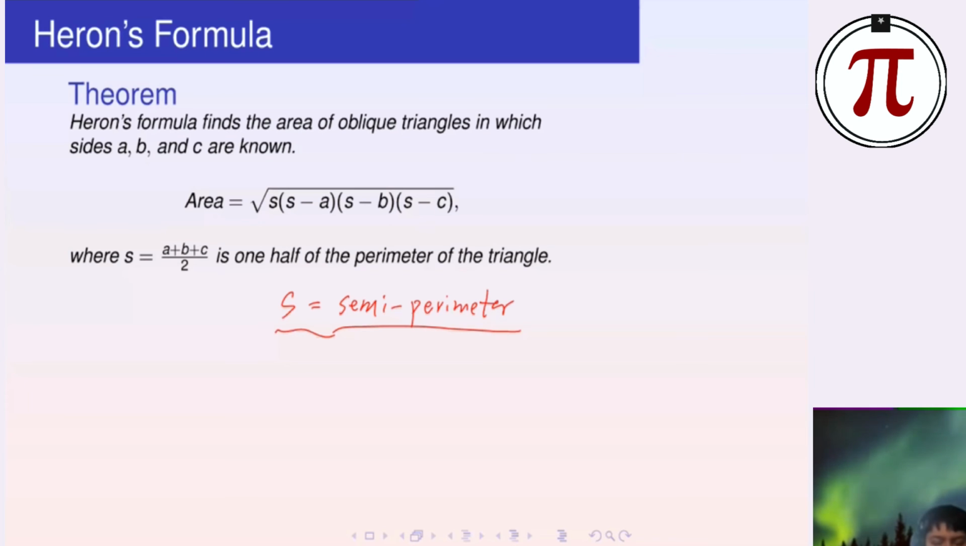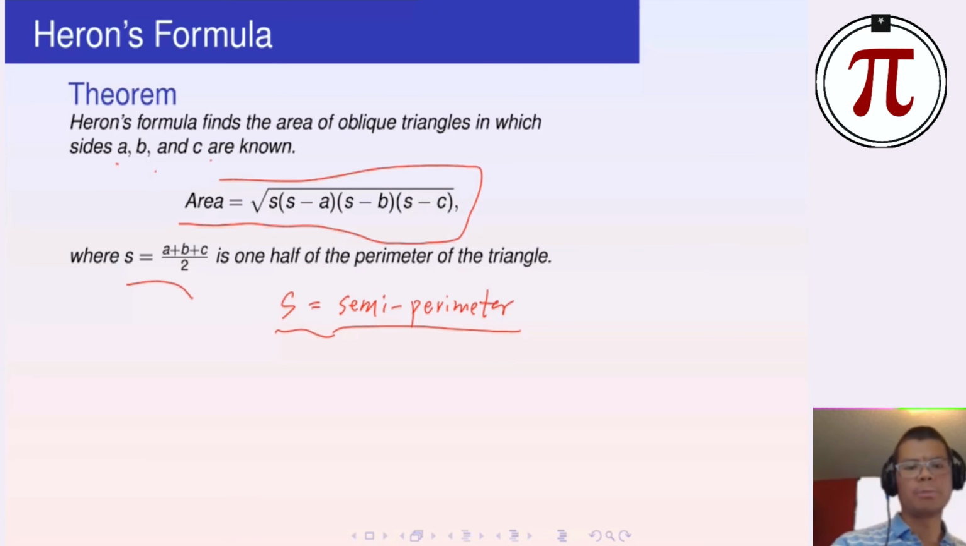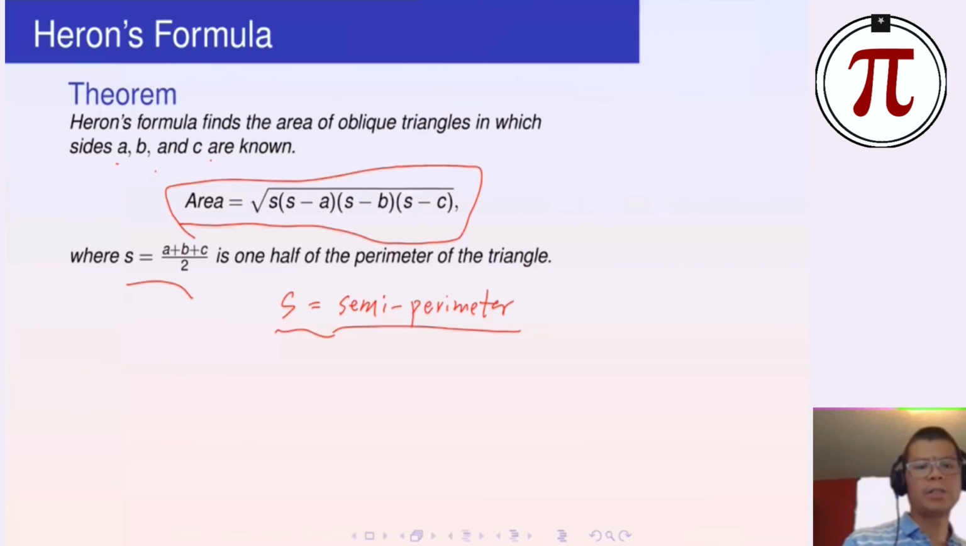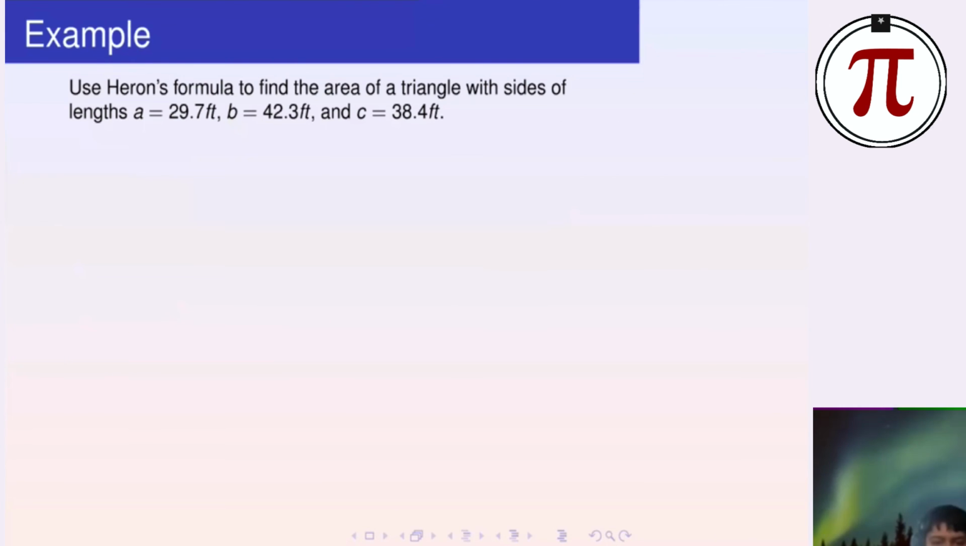Good. All right, so we have S equals the semi-perimeter. After a, b, and c are found, we can find the semi-perimeter, and then for the area you can just plug into the formula. Everything will be good. All right, let's consider an example using Heron's formula.